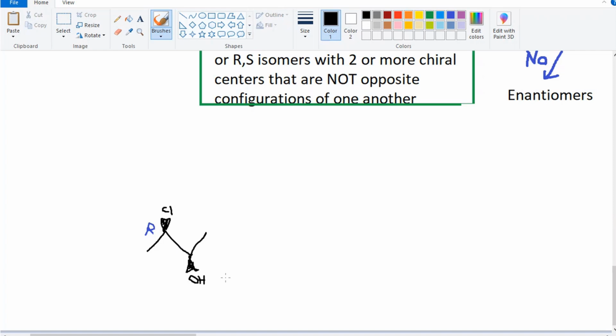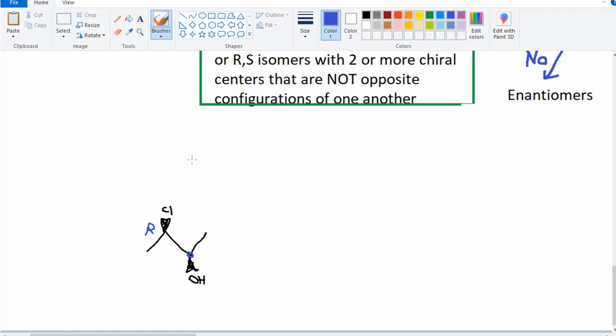What would the designation of the other chiral center be? Yeah, because the OH would be the first, then the side with the chlorine would be the second, and then the other third. So actually, this would be R as well.